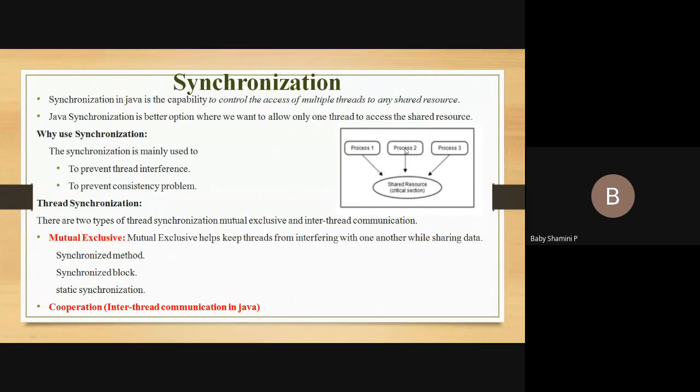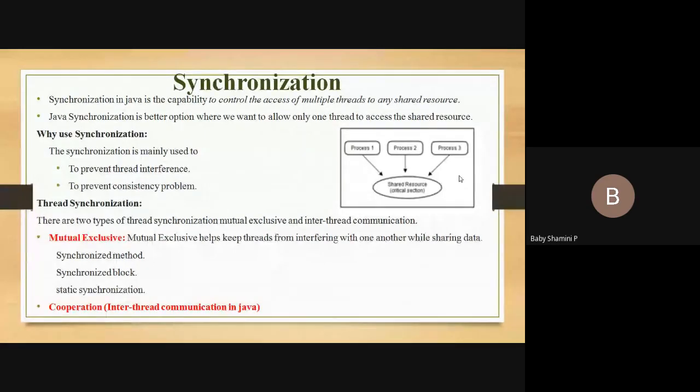We have process 1, process 2, process 3, and n number of processes. All the processes want to access the shared resource. We have some common resource, so if all the processes want the common resource, we go for the concept of synchronization.